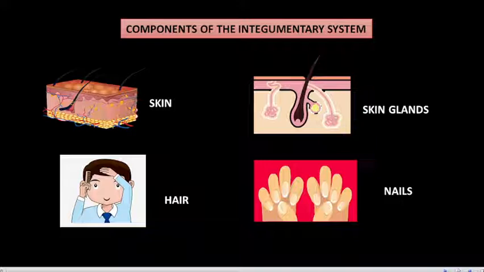Now, what are the components of the integumentary system? Ito yung kanyang mga major parts. We have number 1, the skin itself. Number 2, the hair, no? Hair that are found all over our body, in different parts. Then we have different types of skin glands. We have 3 types of skin glands, by the way. You have the sebaceous gland for secreting sebum, okay, or oil, throughout the skin.